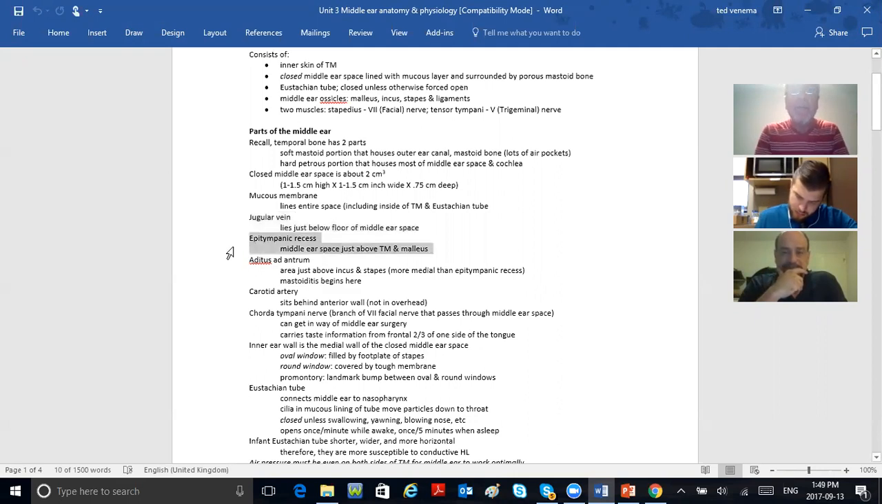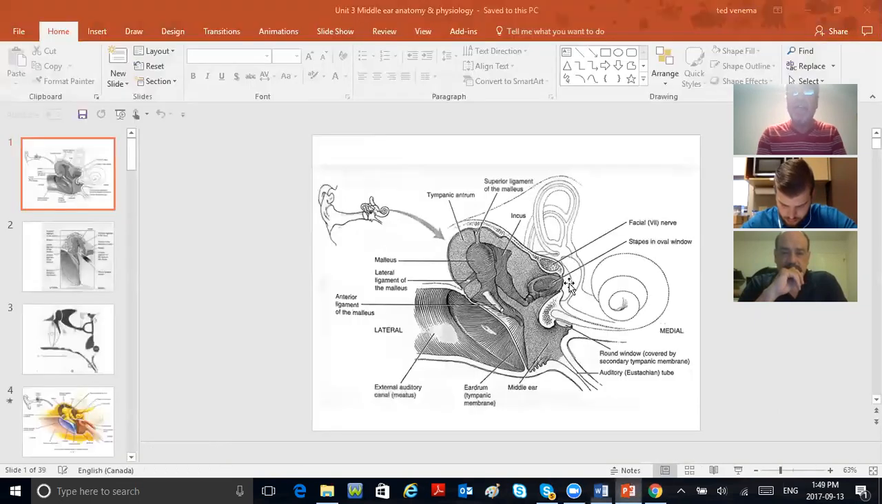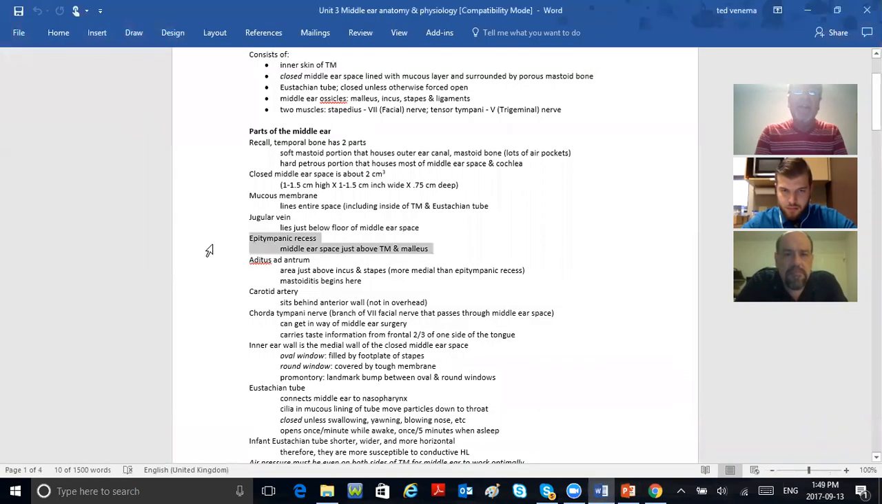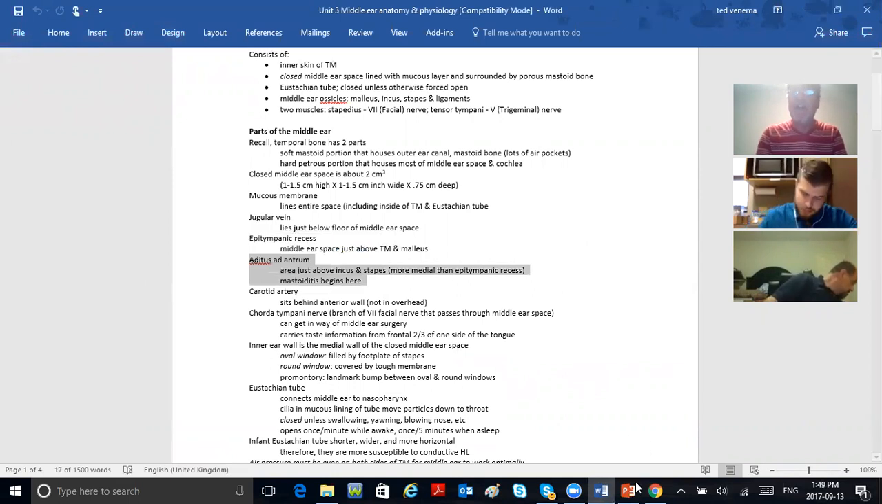It's the epitympanic recess. That's the middle ear space just above your eardrum and malleus. The space above your eardrum and malleus. It's a space. So in anatomy, not only are the parts given names, but the spaces are given names as well. And then you've got something called the additus ad antrum. That's above the incus and stapes.